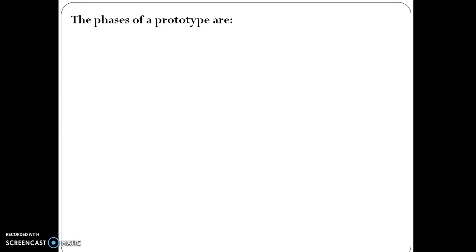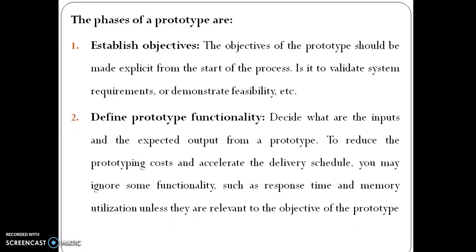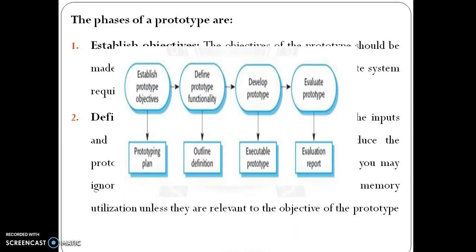The phases of a prototype are: establish objectives. The objectives of the prototype should be made explicit from the start of the process. Is it to validate system requirements or demonstrate feasibility, etc. Define prototype functionality. Decide what are the inputs and the expected output from a prototype. To reduce the prototyping cost and accelerate the delivery schedule, you may ignore some functionality, such as response time and memory utilization, unless they are relevant to the objective of the prototype.